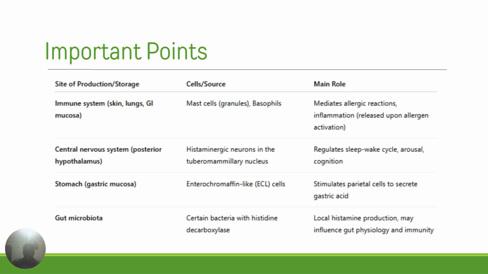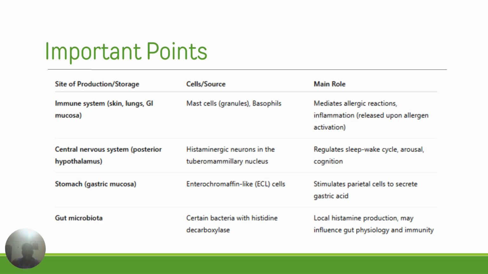Secondly, we will look at the CNS, the central nervous system. Histamine here is produced majorly by the posterior hypothalamus. The cells responsible for production are the histaminergic neurons, which are found inside the tuberomammillary nucleus. The role histamine plays here is in the circadian rhythm, the regulation of the sleep-wake cycle, and also arousal as well as cognitive responses.